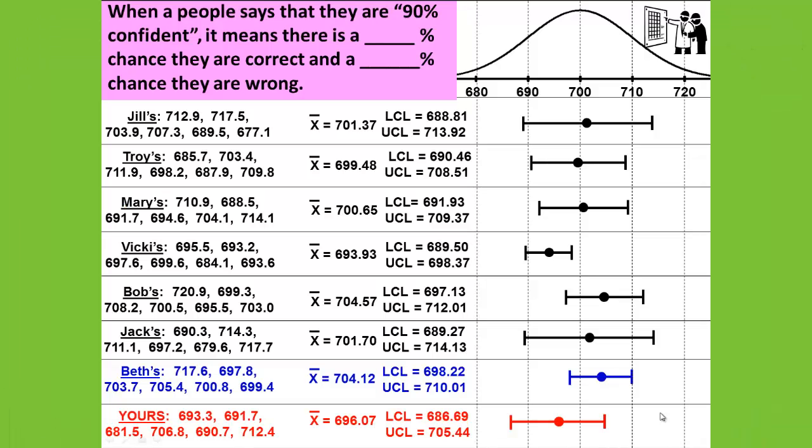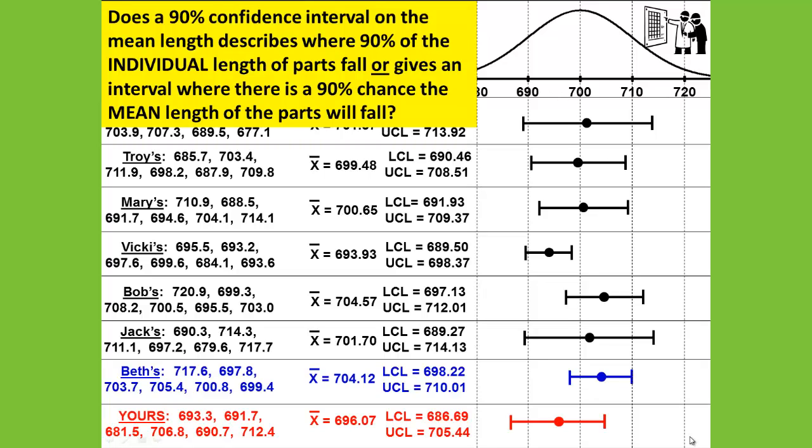When people say that they are 90% confident, it means that there's a 90% chance that they are correct and a 10% chance that they're wrong. And lastly, think of this last question. Does a 90% confidence interval on the mean length describe where 90% of the individual lengths of parts fall, or does it give an interval where there's a 90% chance the mean length of the parts will fall?